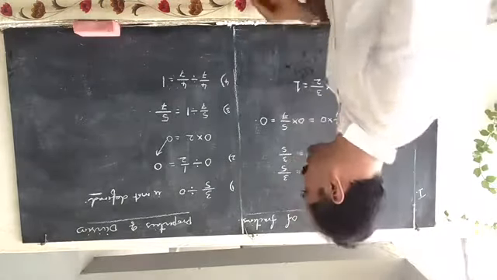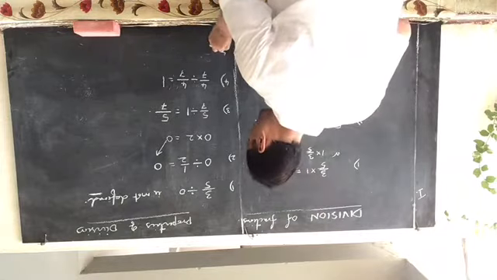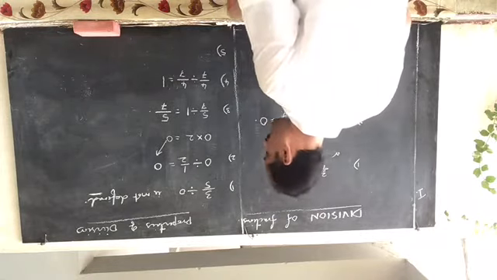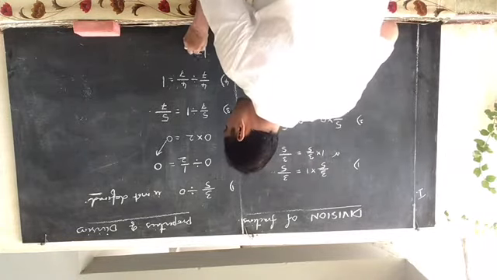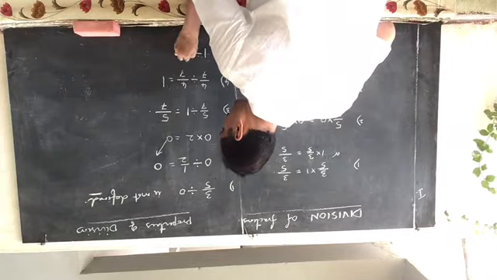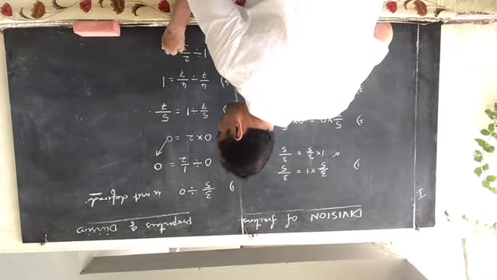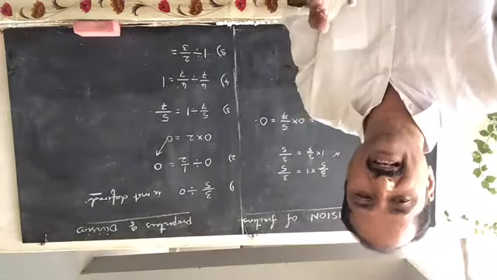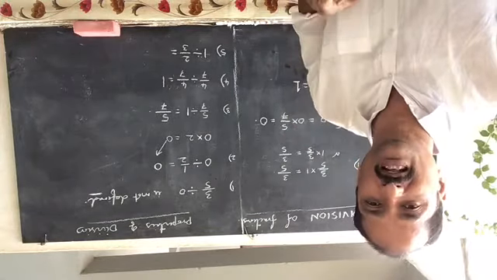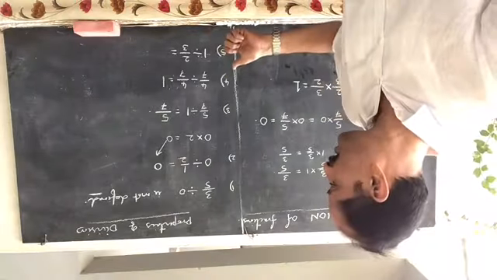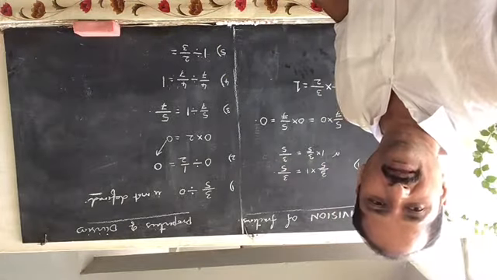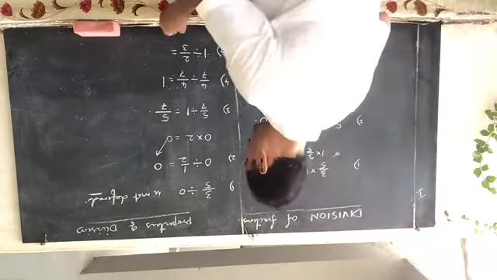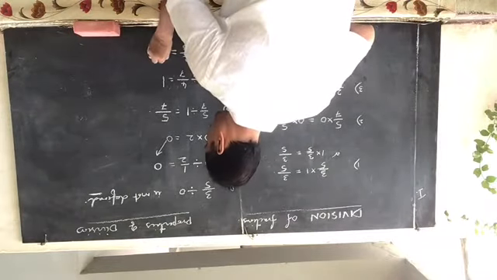And the last one here is, if you divide 1 with any fraction, you will get its reciprocal. What is the reciprocal of 2 by 3? 3 by 2. So 1 divided by 2 by 3 is equal to 3 by 2.